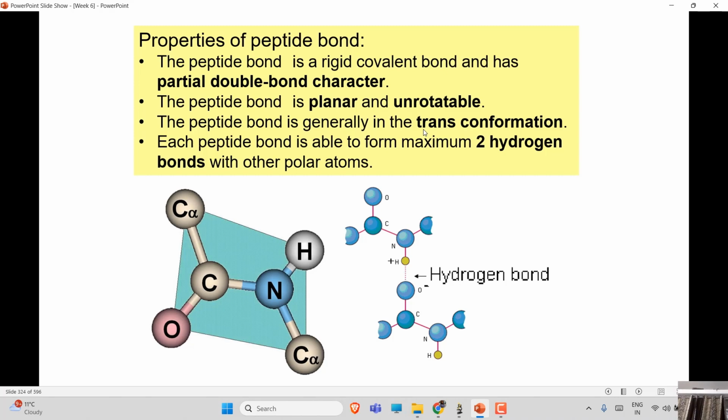So, what are the properties of a peptide bond? It's a rigid covalent bond and has partial double bond character. It's planar and unrotatable. The peptide bond is generally in the trans conformation. A peptide bond is able to form a maximum of two hydrogen bonds with other polar atoms, basically.